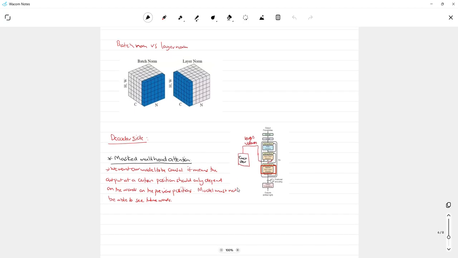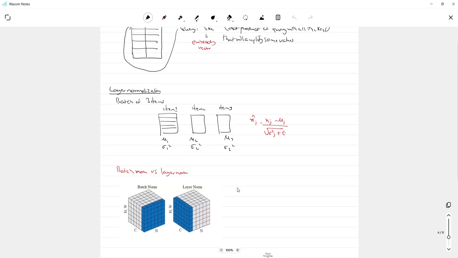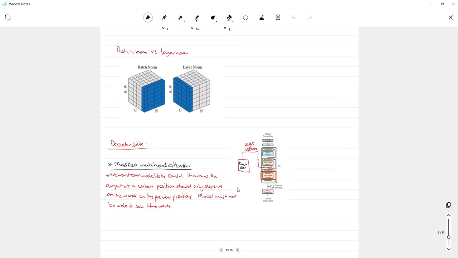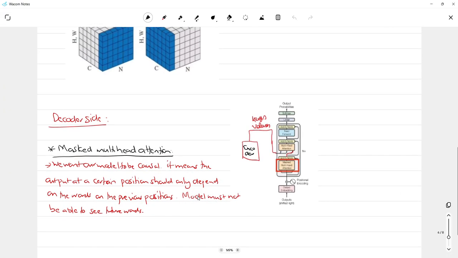Now we move on to the decoder part. While the encoder focuses on understanding an entire input sequence, the decoder is the one that generates an output sequence, typically one token at a time or one word at a time. This generation process introduces a unique constraint.